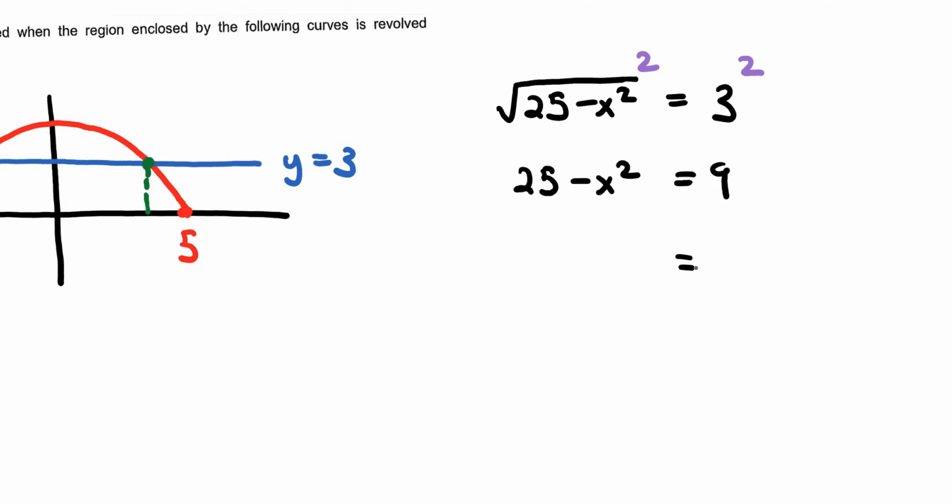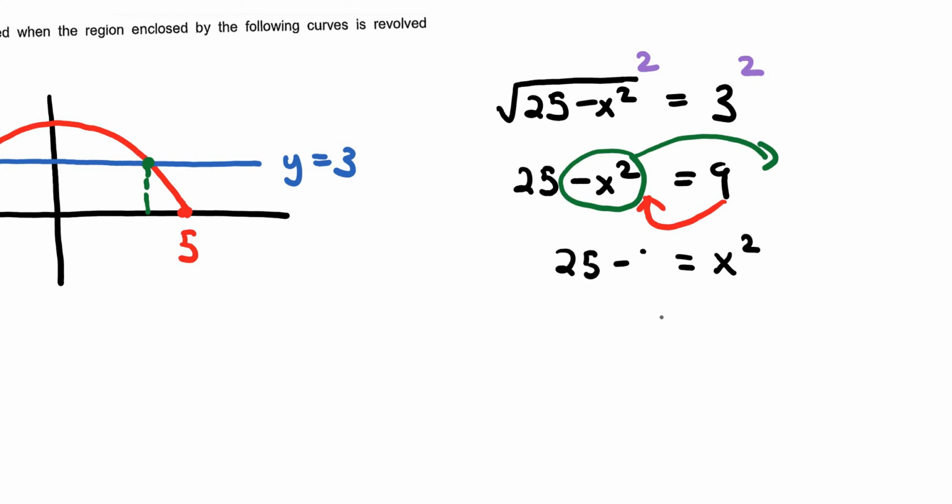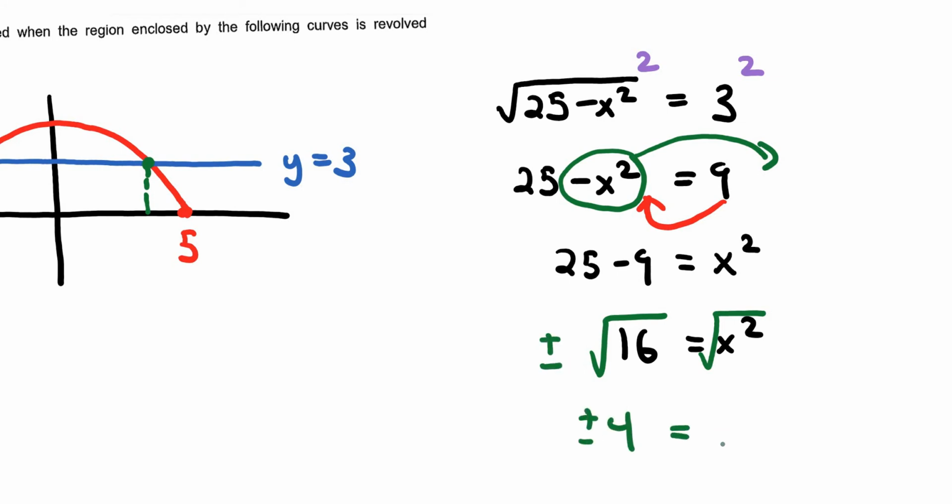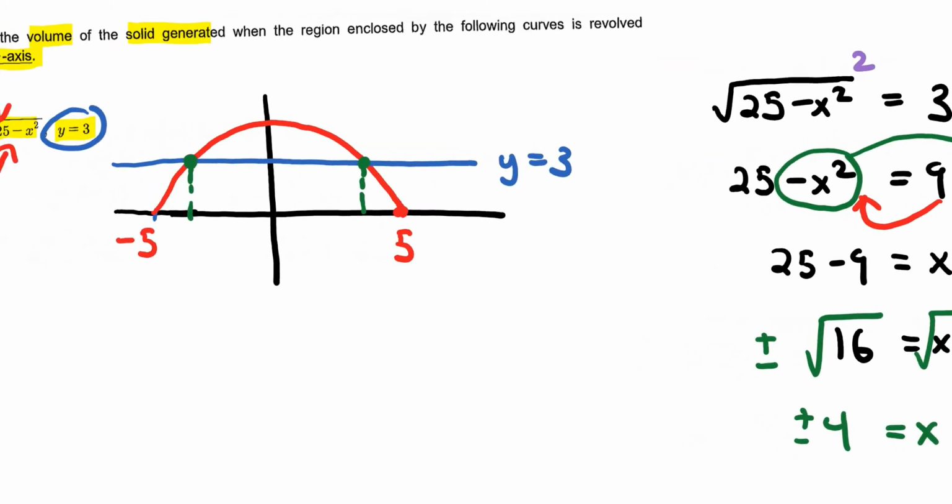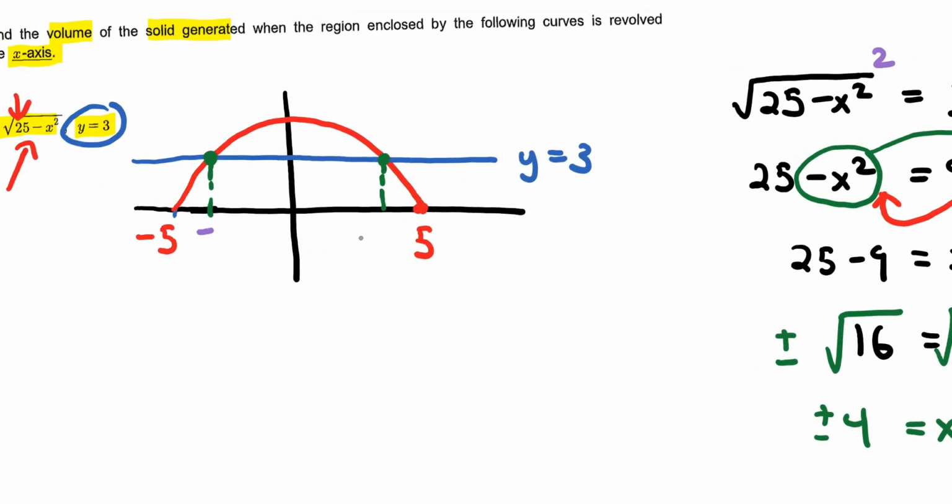Then I'll bring the negative x squared to the other side, and I'll take my 9 and bring that to the other side. So that's going to be 25 minus 9, and 25 minus 9 is 16. If I take the square root of both sides, it's going to be plus or minus, so plus or minus 4 equals x. If I go back to my diagram, this is going to be negative 4, and that's going to be positive 4. And I know that this region right here in yellow is going to be rotated around the x-axis.